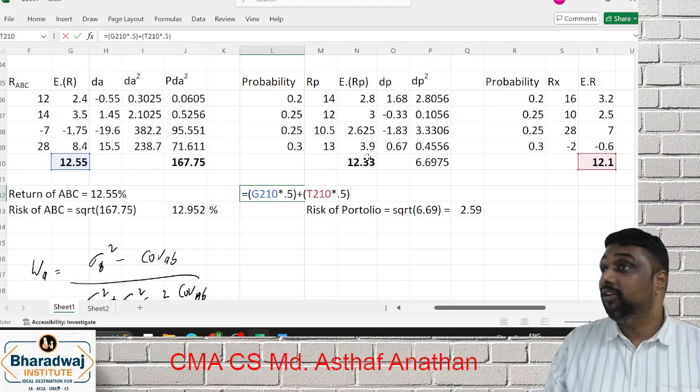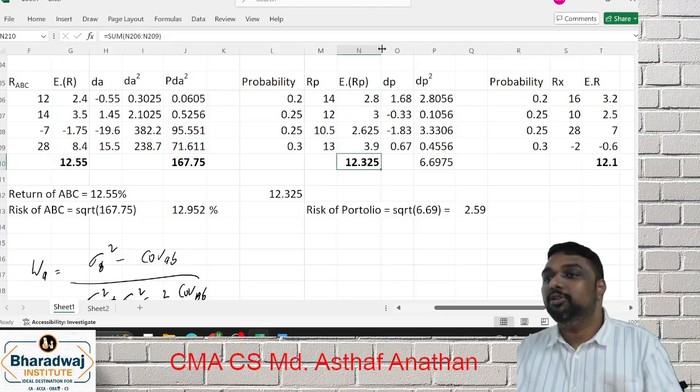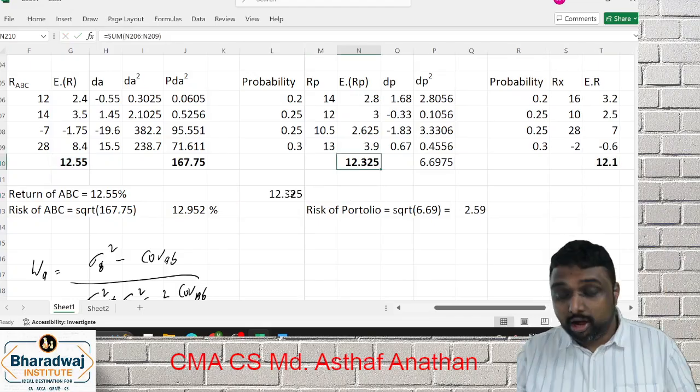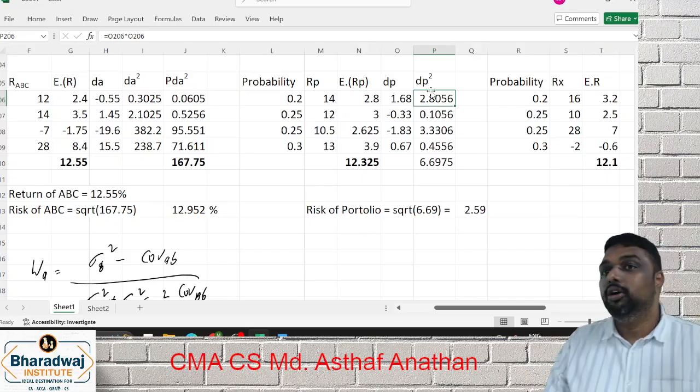If I do enter, I will get the same 12.33. Here we have 12.325. Yes or no? If you have the returns of two securities in a portfolio, you can get it this way. But we can't do that in this case because they are asking risk also. If they are asking only the return of a portfolio, don't do this bigger table. You can get it in a shortcut method. This you got it, this you got it, they told equal weights.